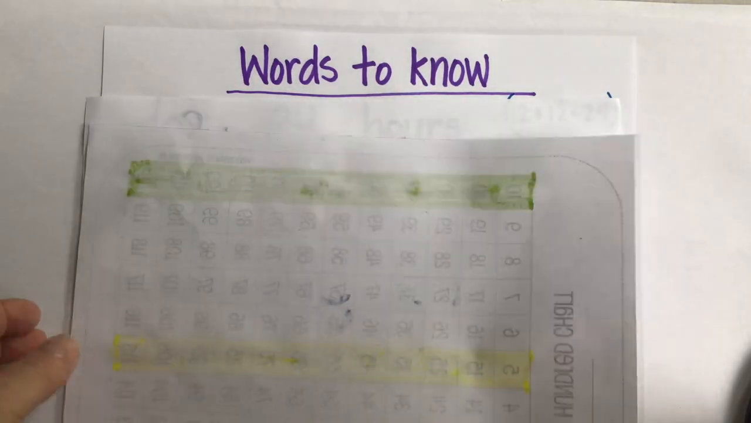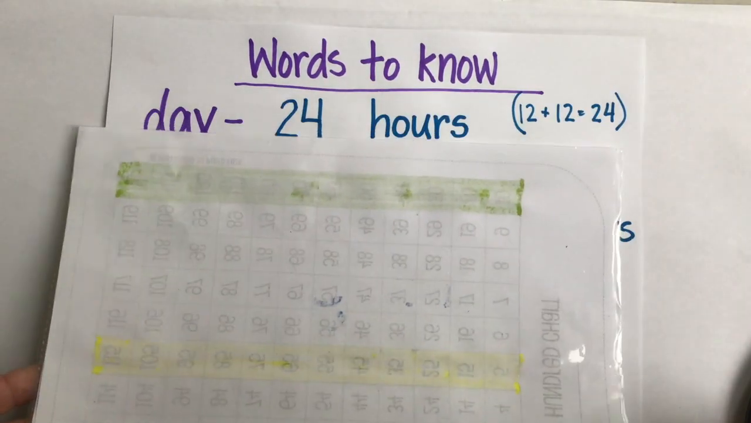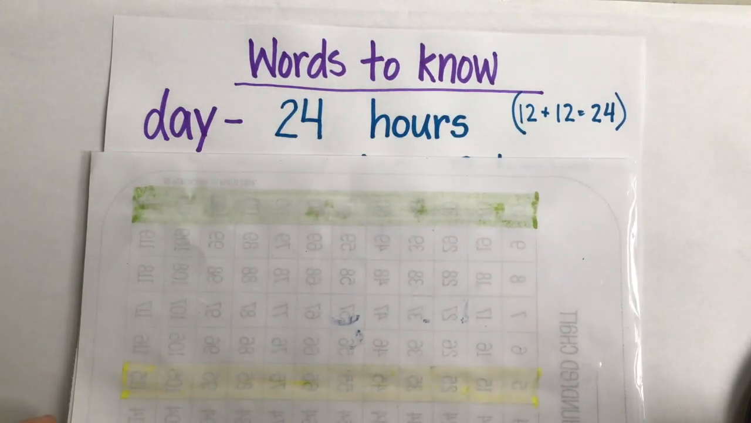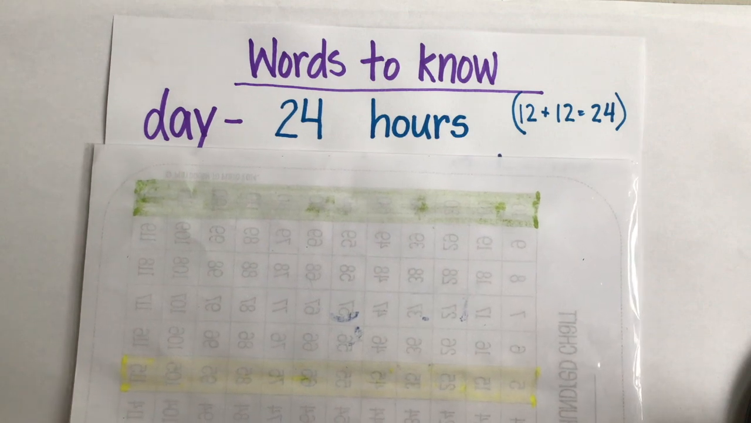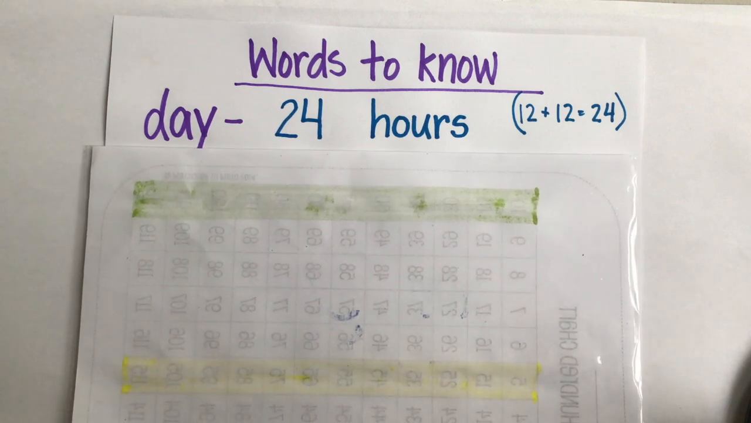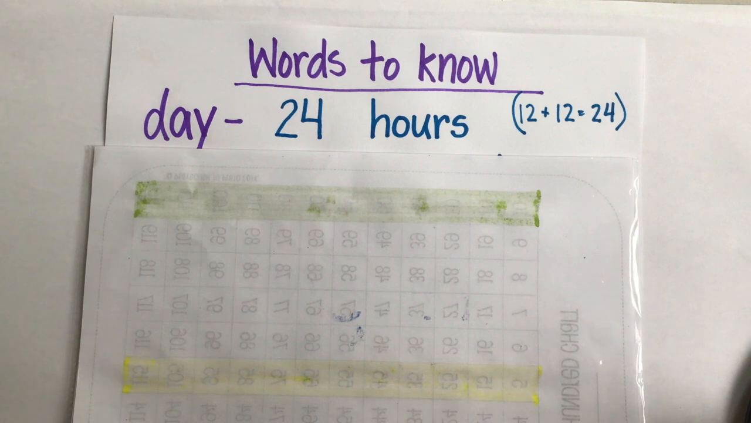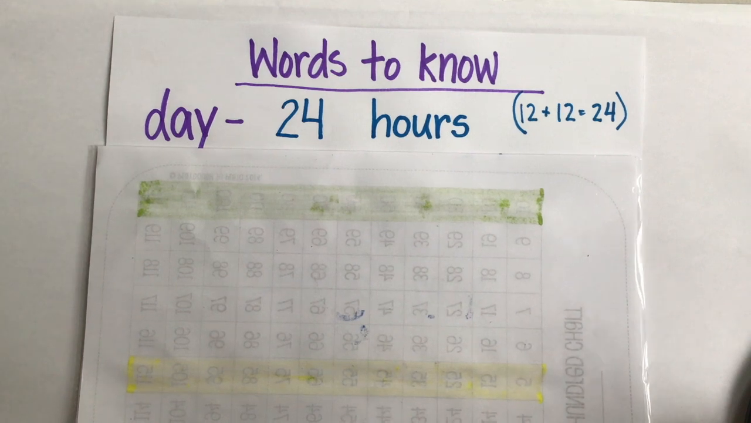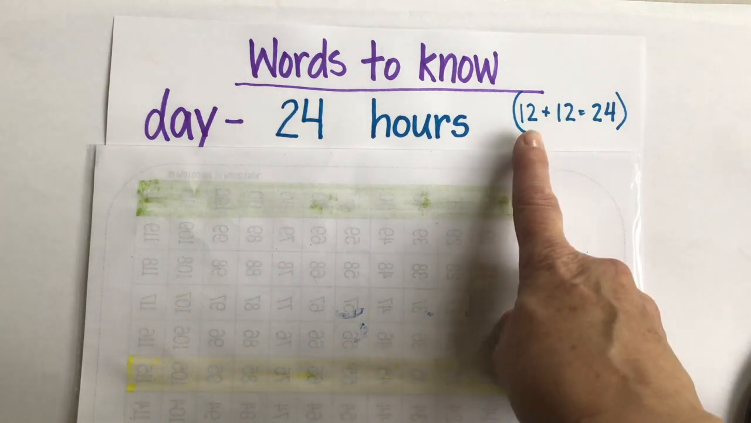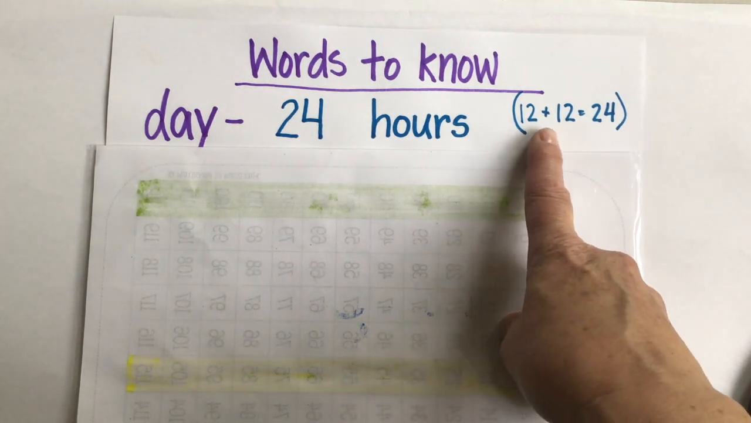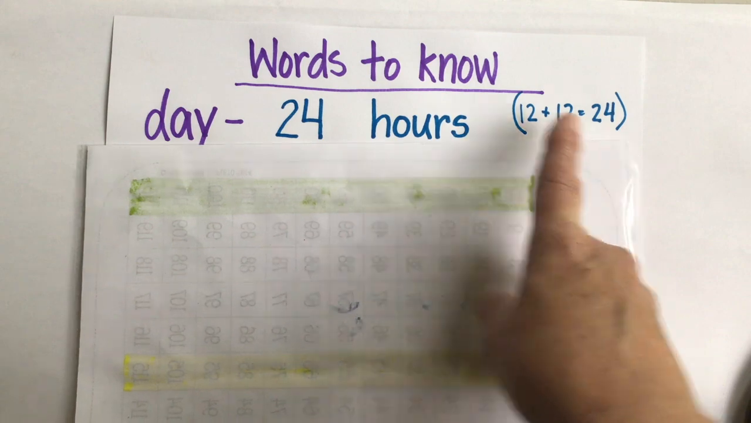The first word I want to use today is the word day. A day is from sunup to sundown, and it's actually 24 hours. We divide the day into two parts, and each of those parts are 12 hours long. So 12 plus 12 is 24.